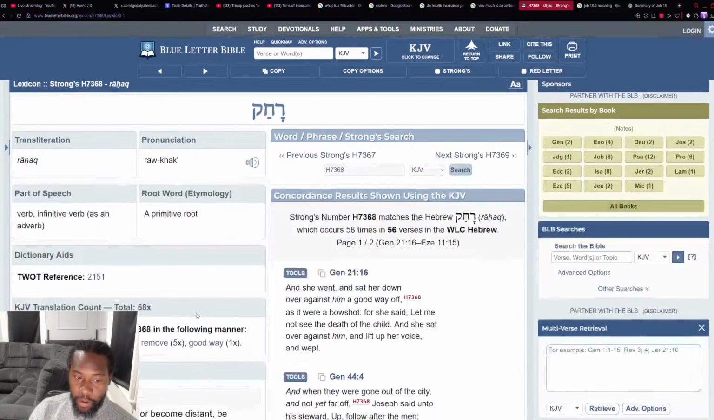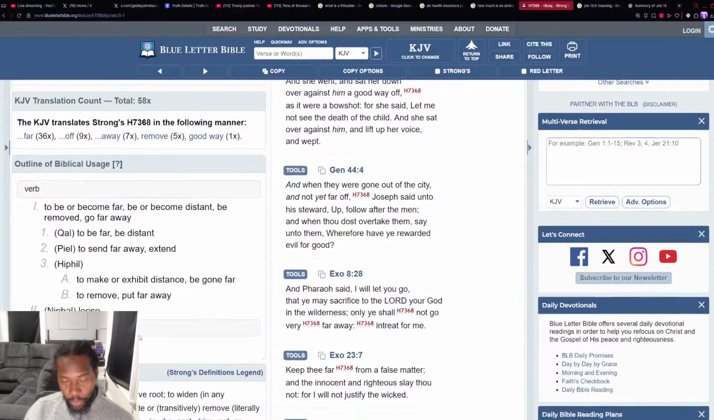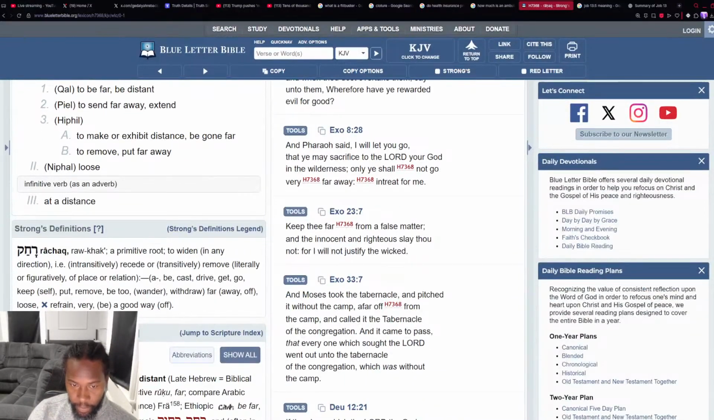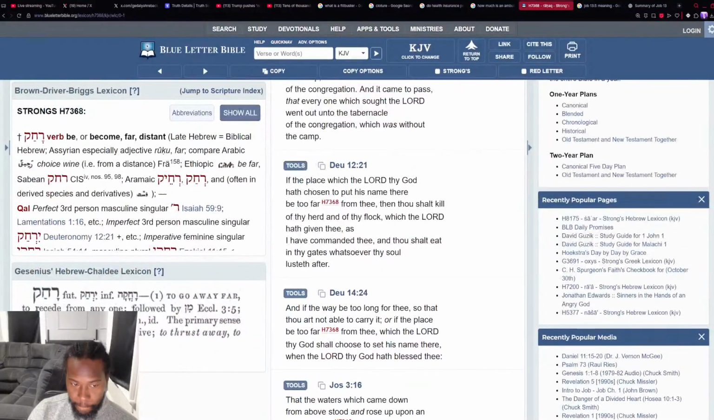I will remove far off. To be or become far, be or become distant, be removed. To send far away, extend. To make or exhibit distance, or gone far, to remove. To thrust away, to repel. To go away far, to thrust away.